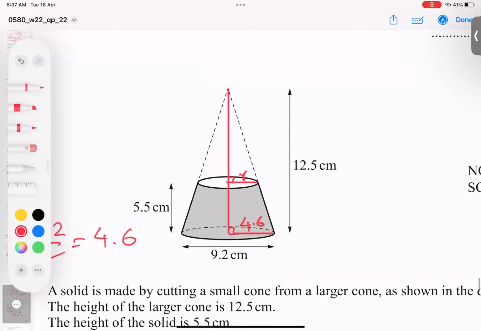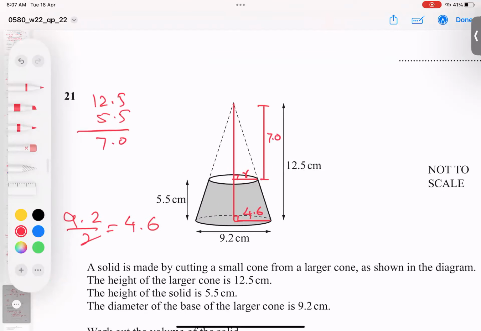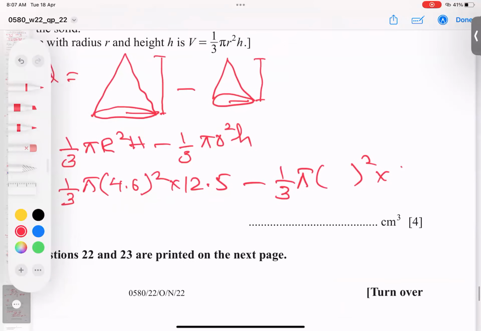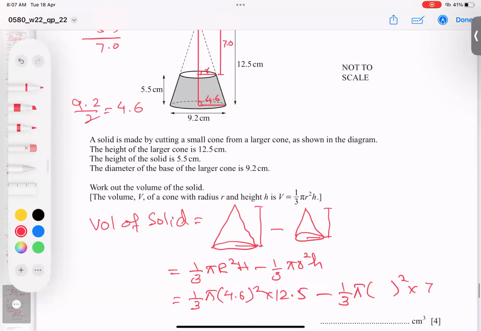My ultimate target is two things. The height of the small shape I can find easily. How? Out of 12.5, subtract 5.5, and I get 7.0. So the small height is 7.0. The height of the small is very clear. Here I'm writing 7. So this is not a hard job now. Only one thing left: if I get the radius of the small, game over.